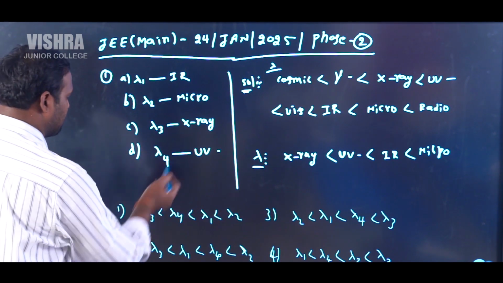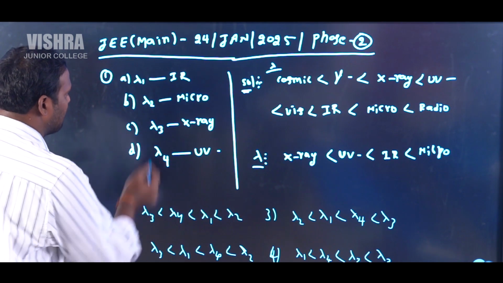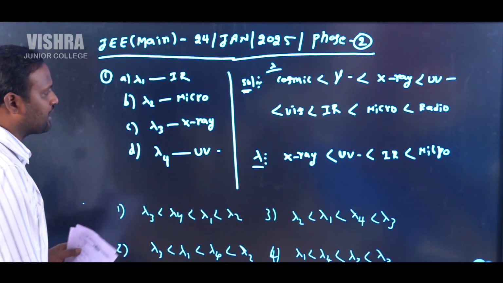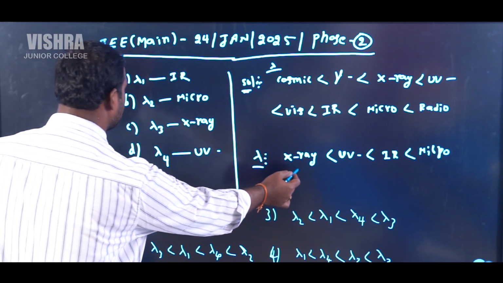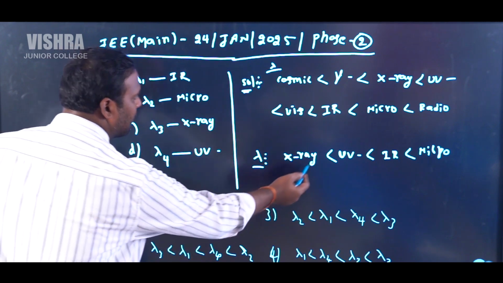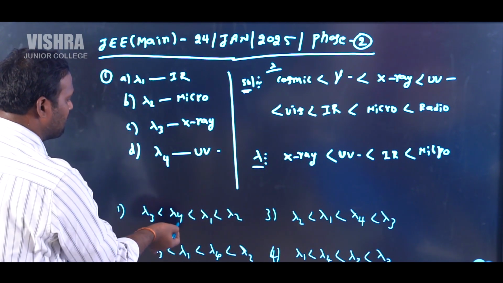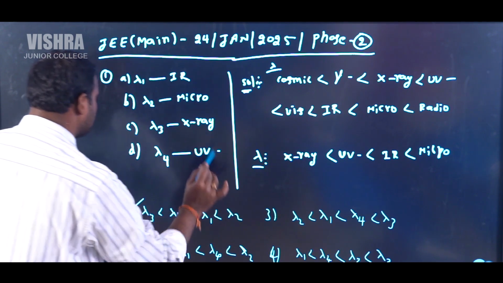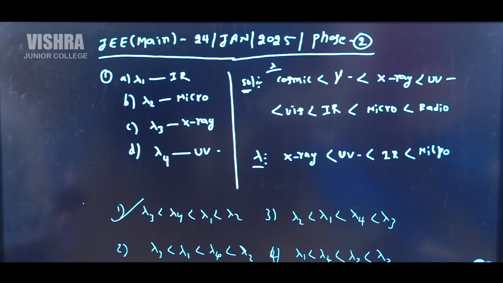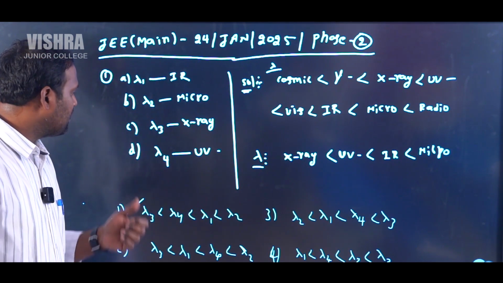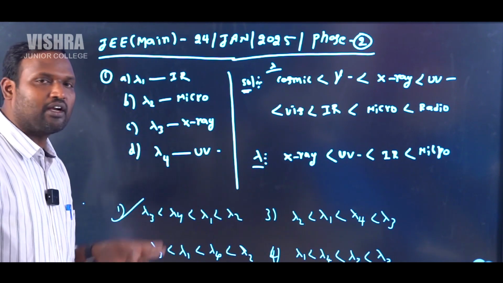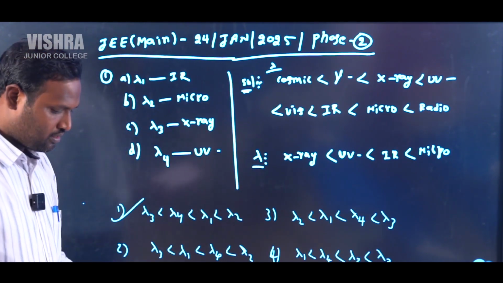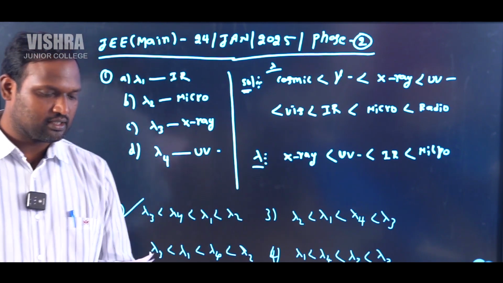Lambda 3 belongs to X-rays. Next, lambda 1 belongs to IR. Next, lambda 2 is micro. Lambda 4 means UV. So what is the correct order in this case? First one is X-ray, means lambda 3. Next UV, lambda 4. Next IR, lambda 1. So that is the correct option in this case. Like this you can understand the order of wavelength of different types of electromagnetic radiations from the electromagnetic spectrum. That's the first question in this case.